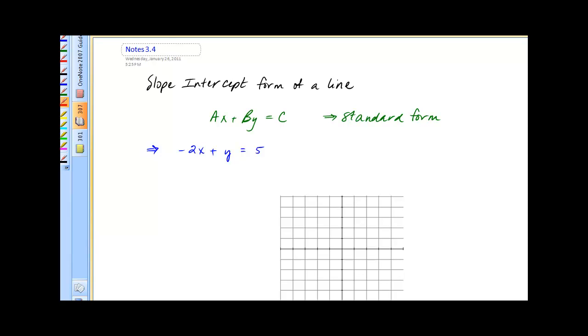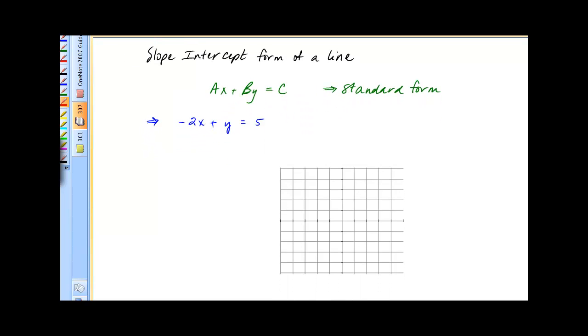In our previous lectures, we've already seen how a line can be represented in the standard form as ax plus by equals c. And we were able to take an equation that was in this form and create a table of values and plot the points. Well, let's do that again now with this equation right here. Negative 2x plus y is equal to 5. Only I'm going to add 2x to both sides so that I can get y equal to 5 plus 2x.